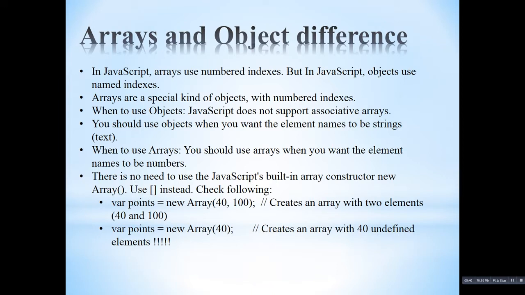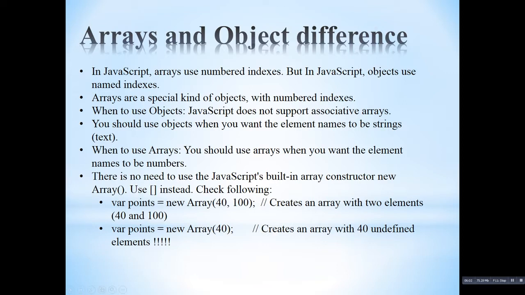Array and object difference. What is the difference between an array and an object? In JavaScript, arrays use numbered index, but in JavaScript, objects use named index. Array is a special kind of object with numbered index.